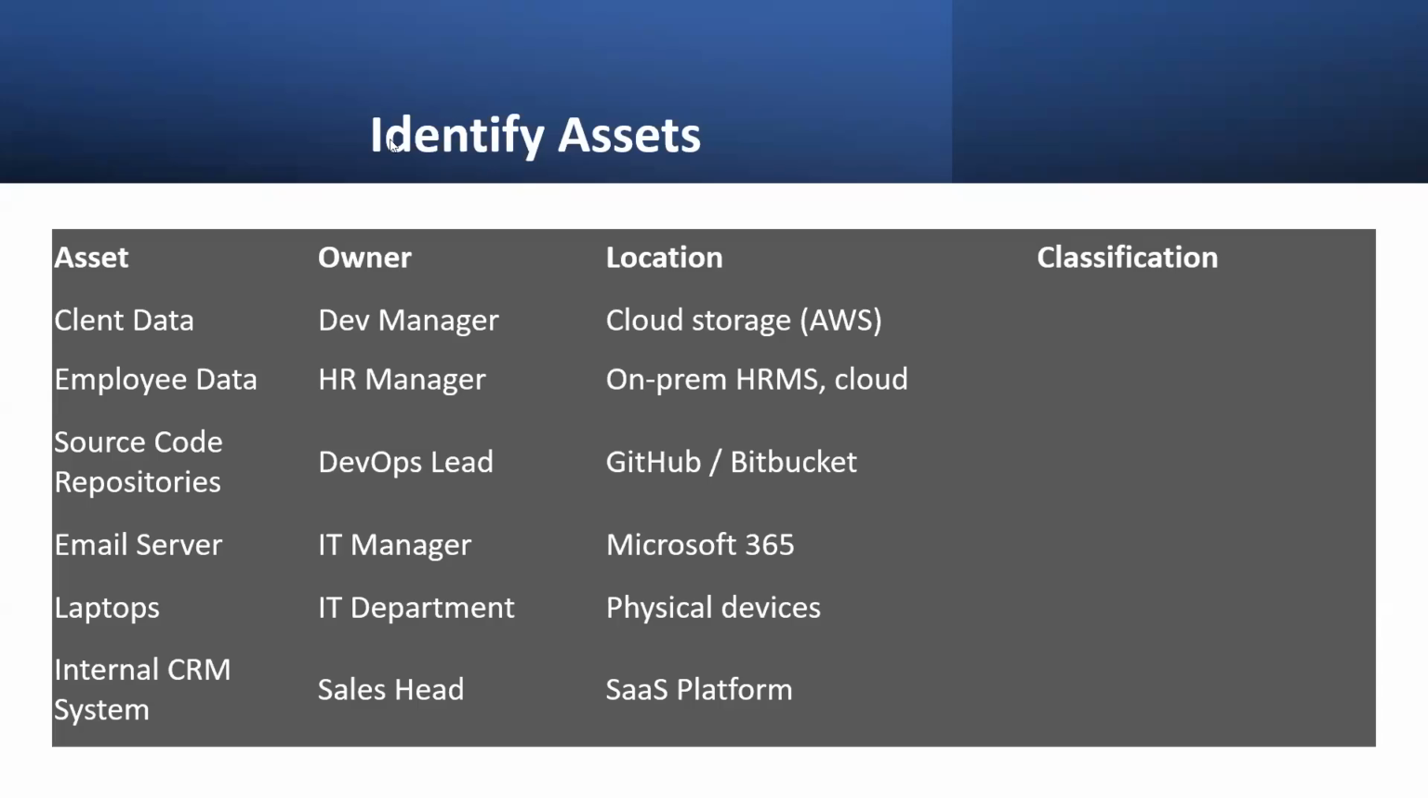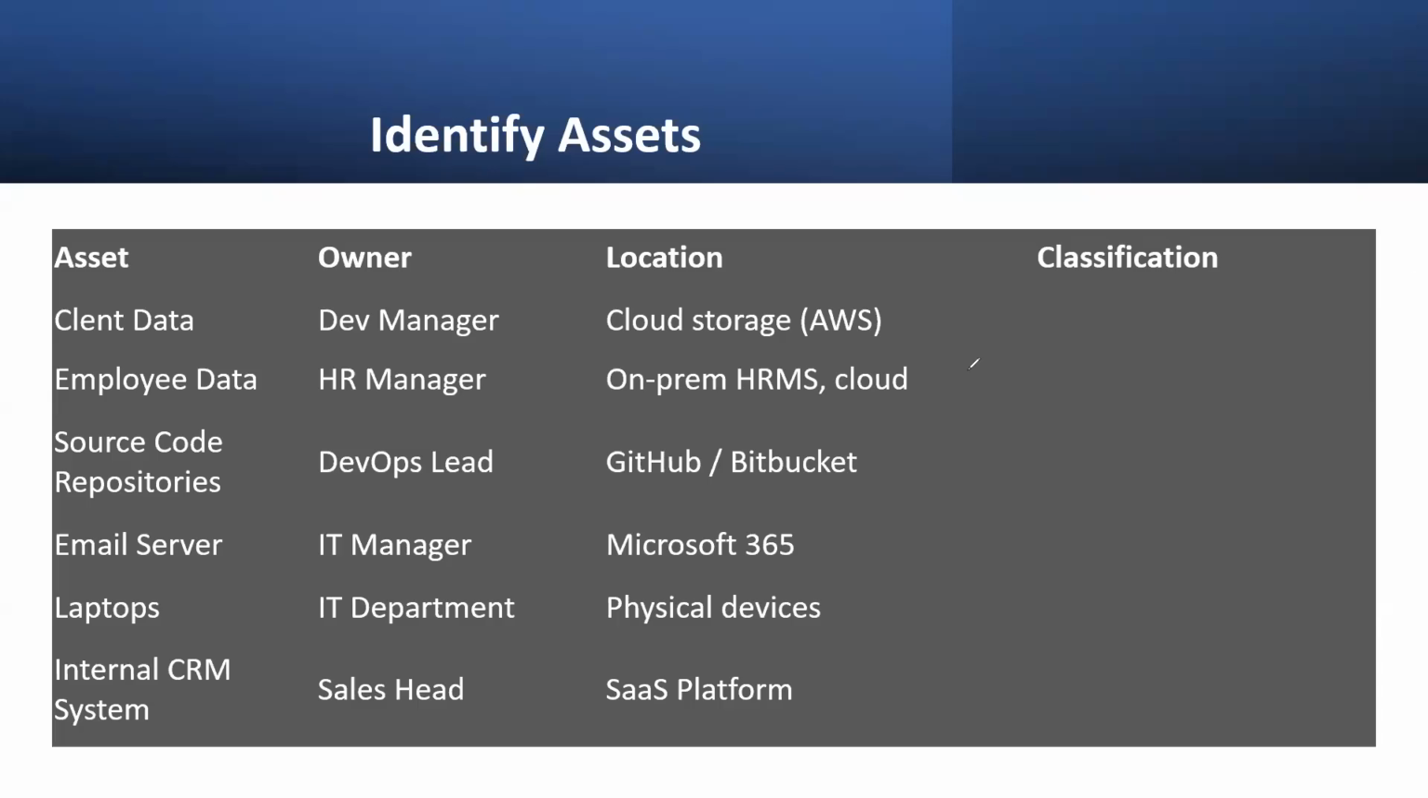Okay, so we have created the list. What is the asset? First is the client data, owned and managed by the day manager. Location is your cloud storage. Now we will be filling in the classification. Classification is the criteria so we can eliminate the risk, or complete the risk assessment.